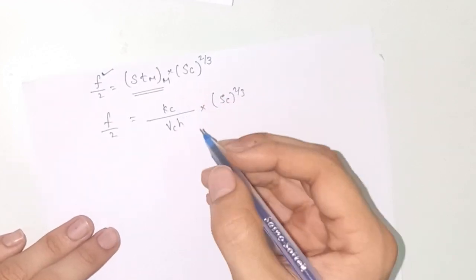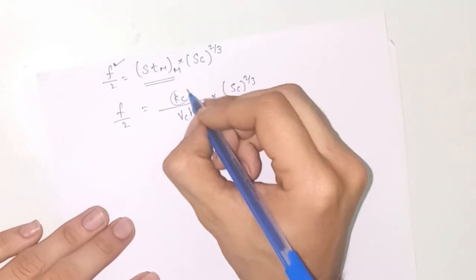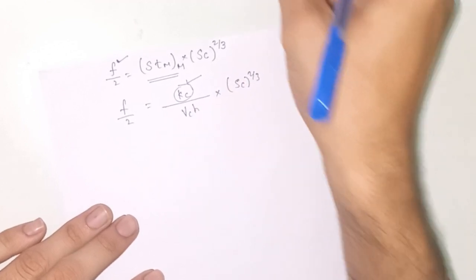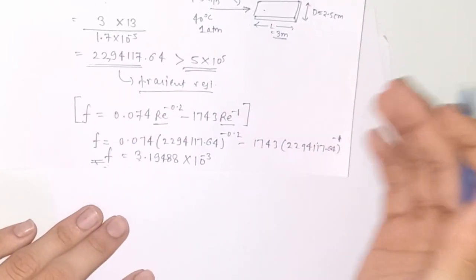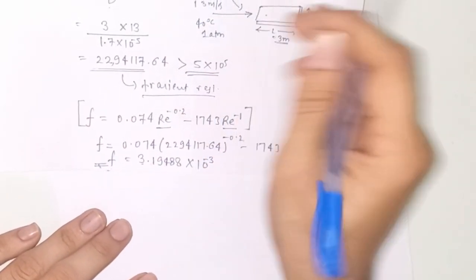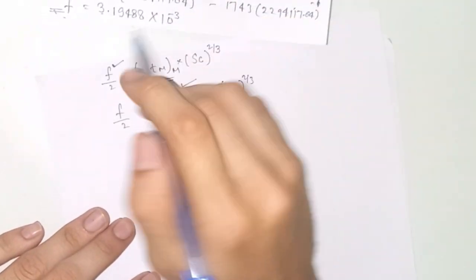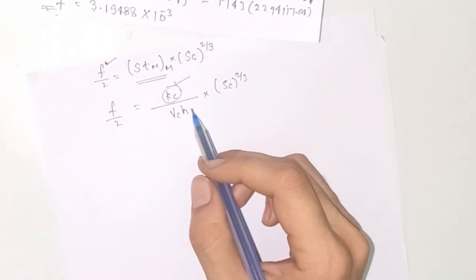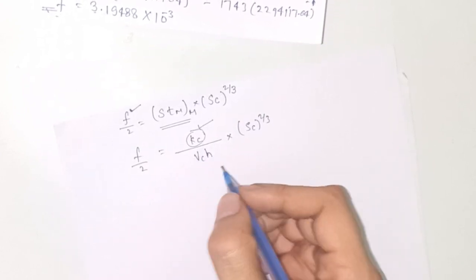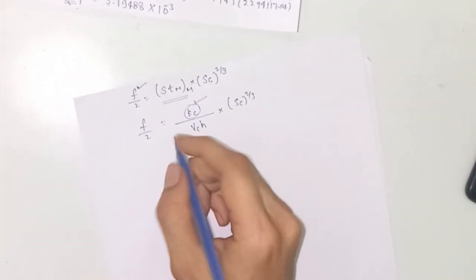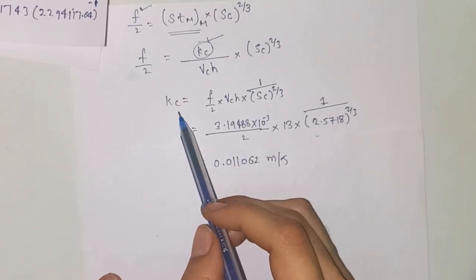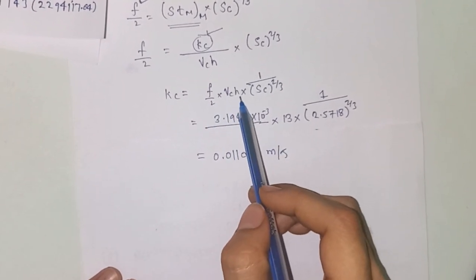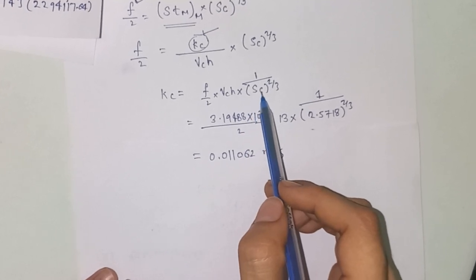now we already know that we want this Kc, that is the mass transfer coefficient, for this situation, and we know the characteristic velocity, that is the velocity that flows over the flat plate, that is already given in the problem, 13 meters per second, and we already calculated f, we know the Schmidt number, so we have to just calculate Kc. So taking all the terms at the right hand side, Kc will be equal to f by 2 times the characteristic velocity times 1 upon the Schmidt number to the power 2 by 3.